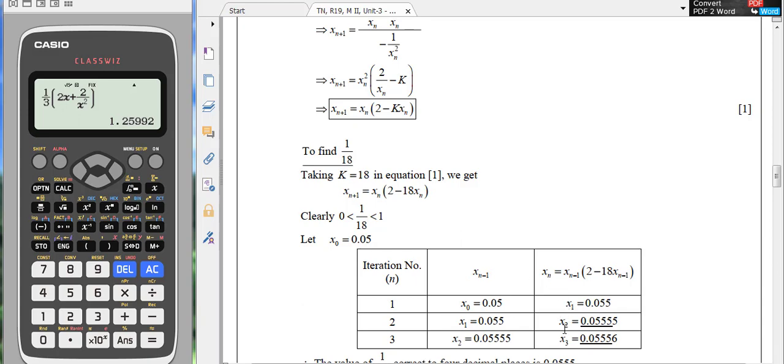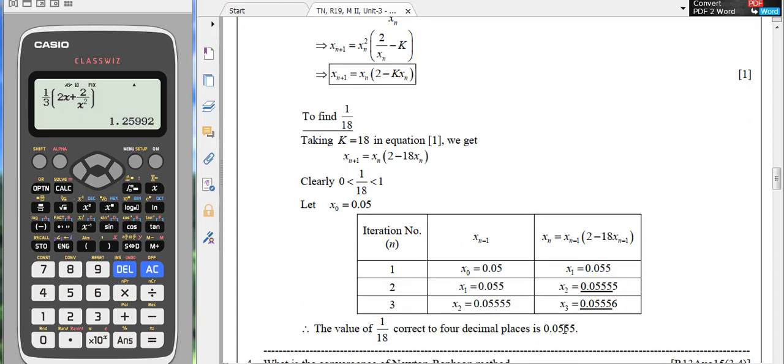So here the value corresponding to 1 by 18 is 0.0555. So the value of 1 by 18 corrected to 4 decimal places is 0.0555. I did not round the last decimal place in providing the answer. So that is all about some problems on Newton-Raphson method. Thank you.